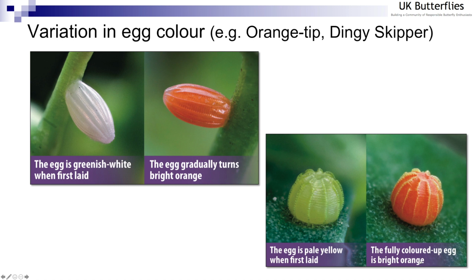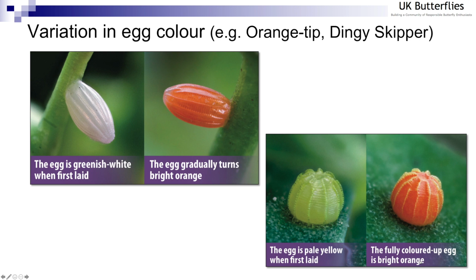So variation occurs in all of the immature stages as well as adult butterflies, and here are a couple of examples of eggs that have a variation in colour. On the left here you can see the egg of the orange tip, which is fairly white when first laid, but after a day or so turns orange, and it's thought that this is a mechanism to alert females to the presence of an egg so that they don't lay on the same plant.